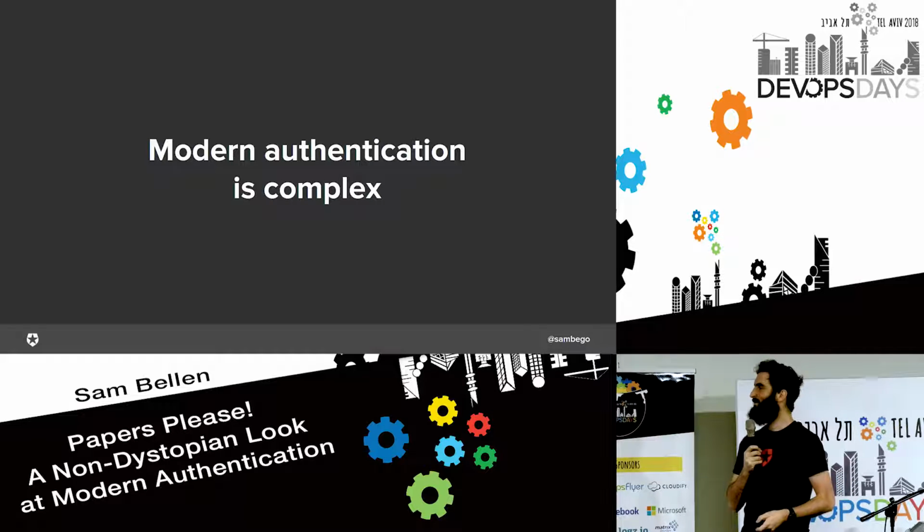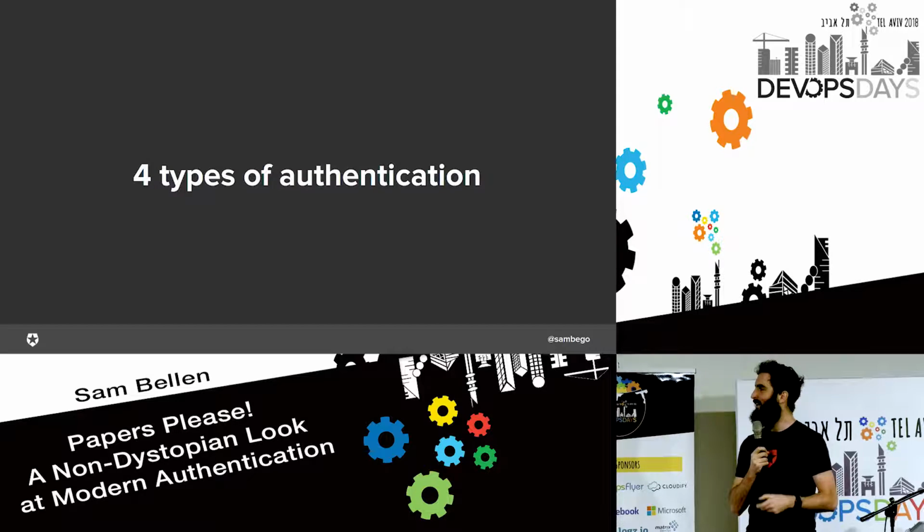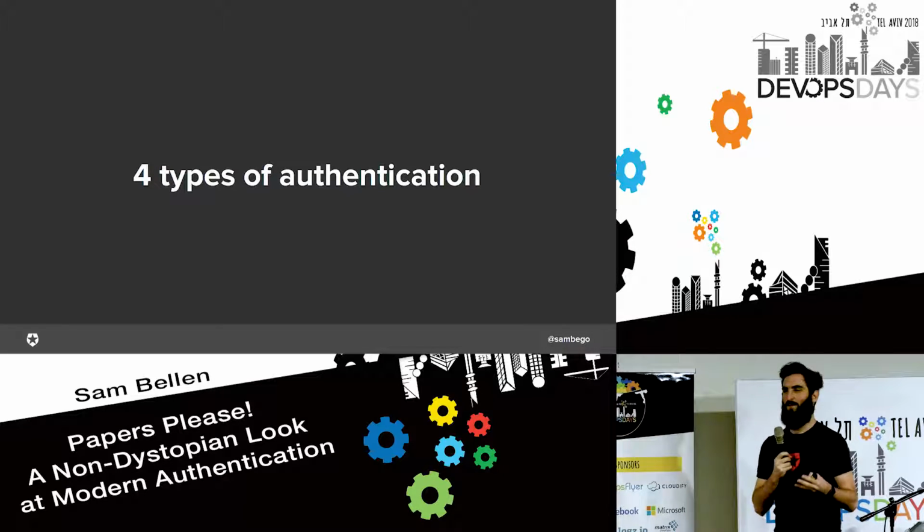Modern authentication, it's a bit more complex. So there's a lot of things going on with modern authentication. Grant types, Auth Flows, platforms. There's a lot of different types of authentication, and we're going to see 4 types of them.